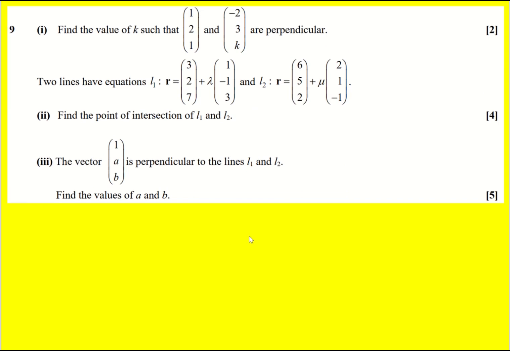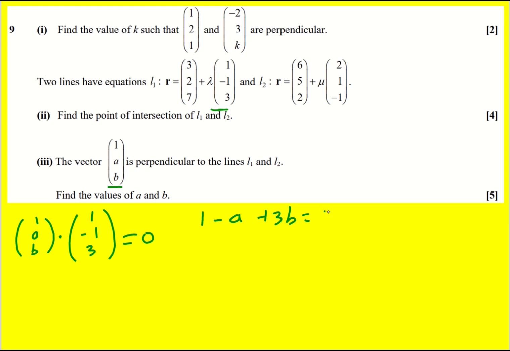The way that jumped out at me was to do a very similar thing to part 1. Let's just take the dot product of this vector with the direction vectors one at a time. So it must be that (1, A, B) dotted with (1, -1, 3) is equal to 0, just like before. And that means 1 minus A plus 3B is going to equal 0. Or maybe I'll rewrite it as A minus 3B equals 1.